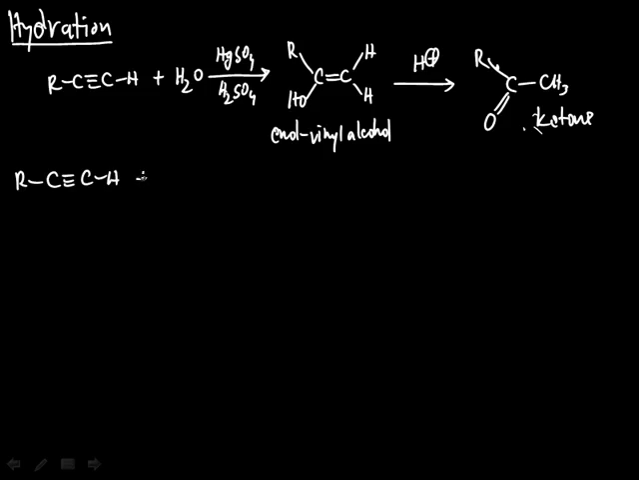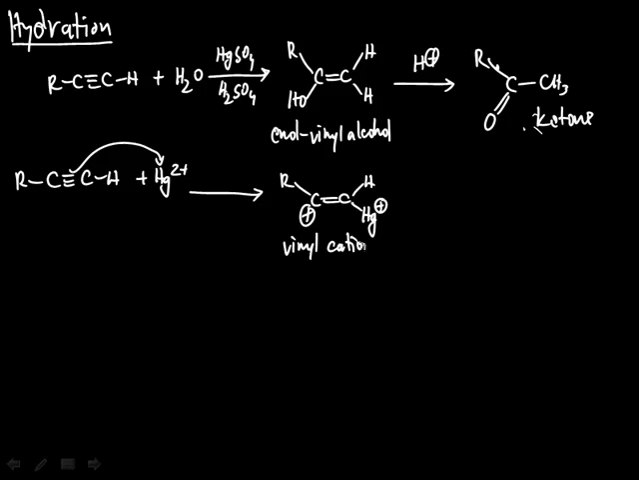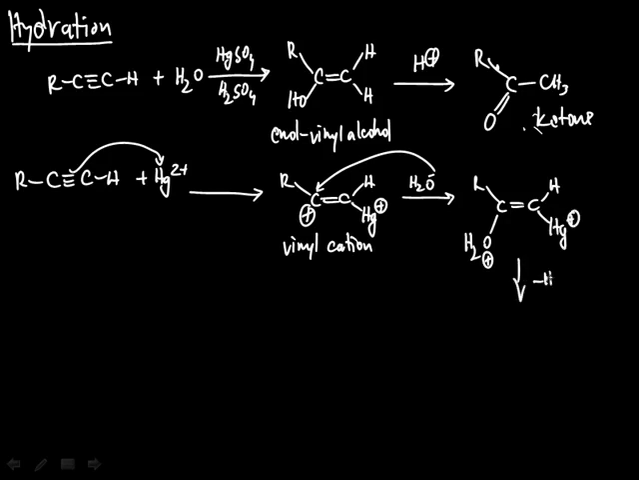The first step here is the attack of the triple bond of the alkyne onto the mercury 2 salt, which gives us a vinyl cation. A pretty strange vinyl cation because it still has mercury attached, but a vinyl cation nevertheless. Now this cation is very quickly attacked by water to give us this protonated version of an enol, and a loss of a proton gives us something that already looks quite a bit like an enol.